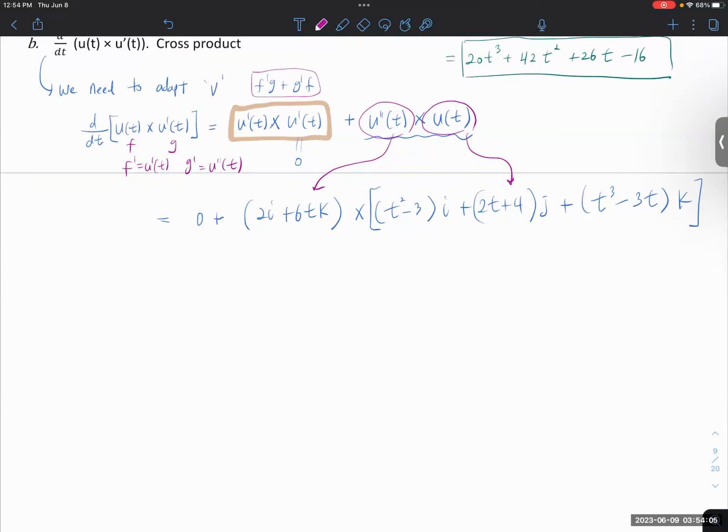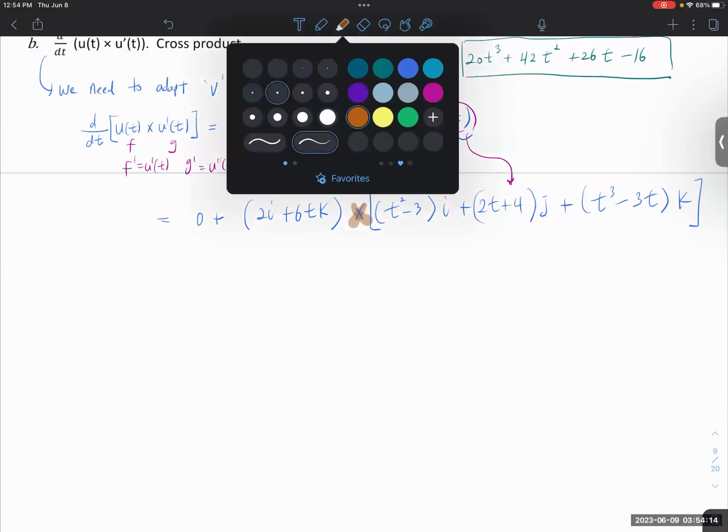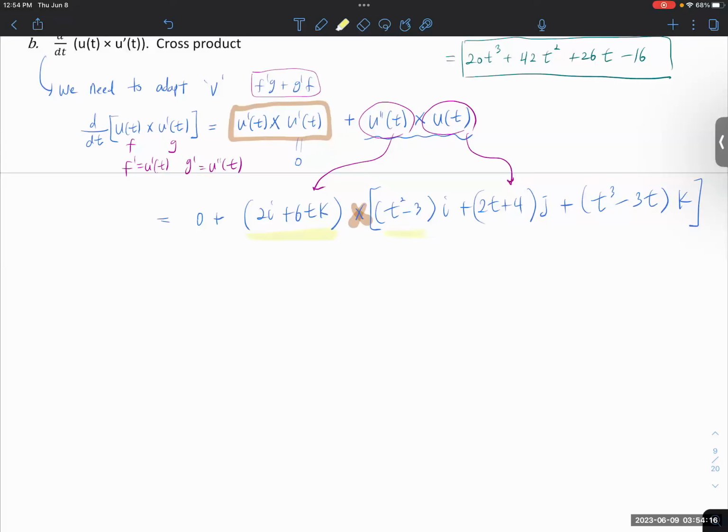And now what happened? This is cross. What does it mean cross? You're going to make a matrix and find out the determinant. So we are working on these two. So therefore, i, j, k.